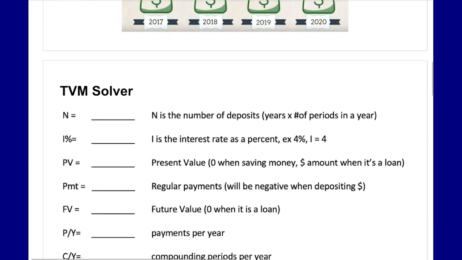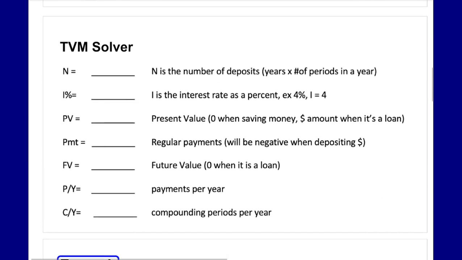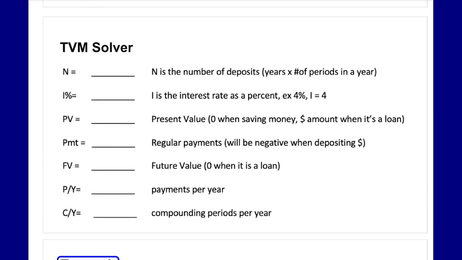With our annuities, we are going to be looking at using TVM solvers to solve these types of questions. We could do it by hand, but it becomes very repetitive, and it's just the same calculations over and over again. So same kind of values as when we looked at the TVM solvers previously. N is the number of deposits, or the number of years times the number of periods per year. The I% is the interest rate as a percent. PV is the present value.